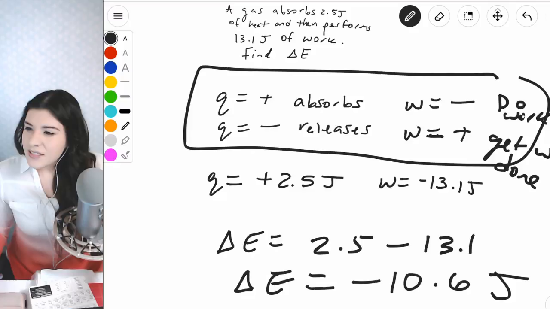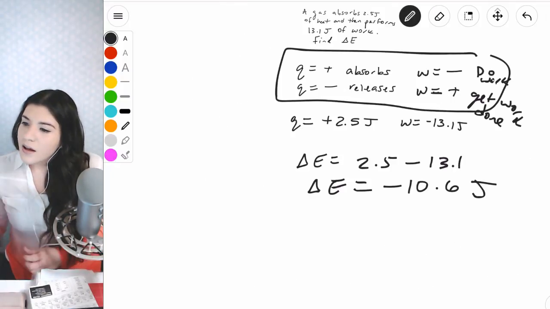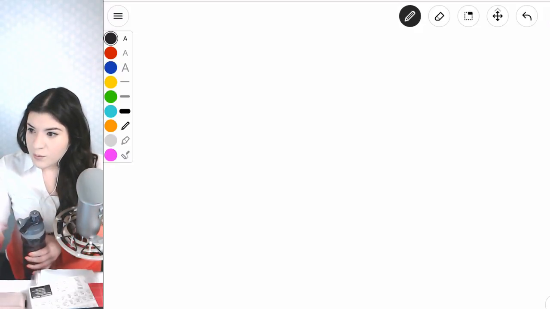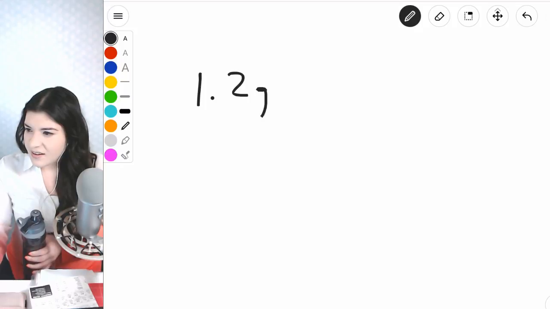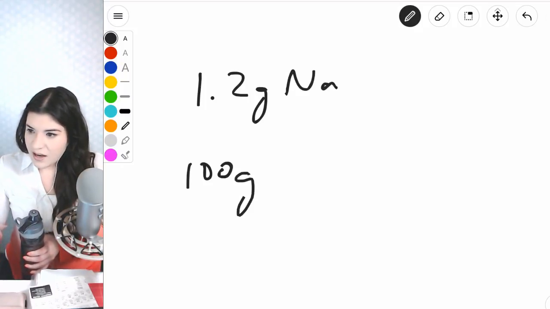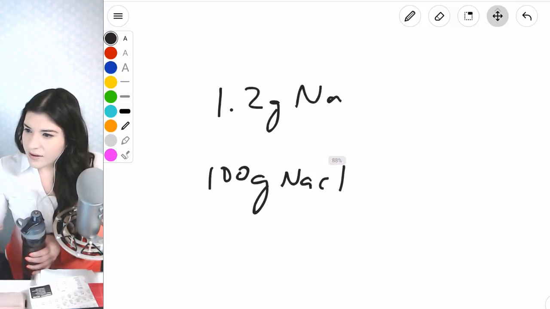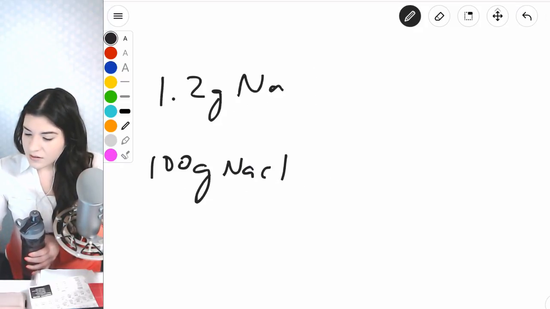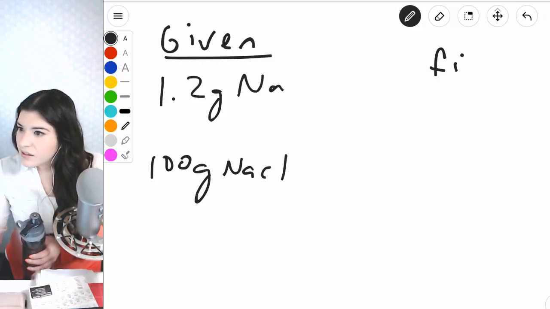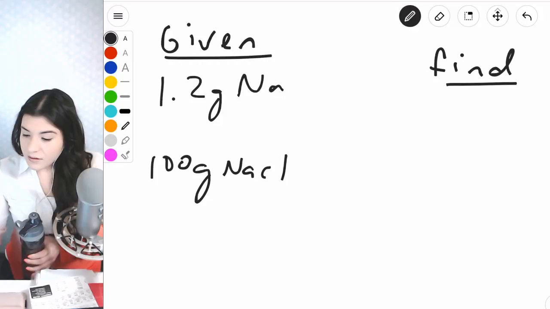And let's see. Yvonne states, how many grams of NaCl contain 1.2 grams of Na, assuming 100 grams of NaCl. Okay. So this is our given, and we are finding grams of NaCl. Got it.